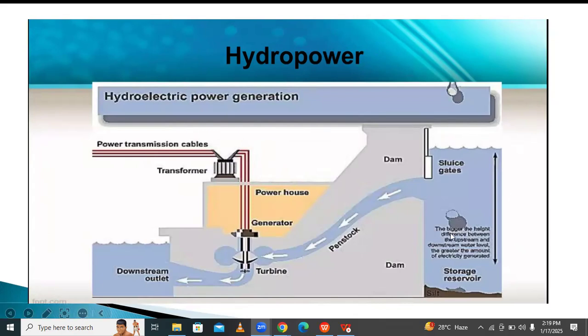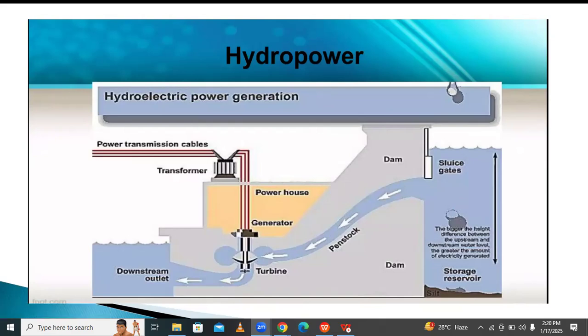This is the dam, the storage reservoir. Here the energy is potential energy. When it comes down like this, it is kinetic energy. This is called the penstock. A penstock is like a pipe that carries the water from the dam to the turbine. So potential energy is converted into kinetic energy, and that kinetic energy is converted into mechanical energy by using turbines.